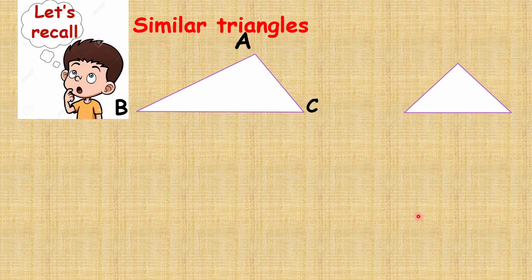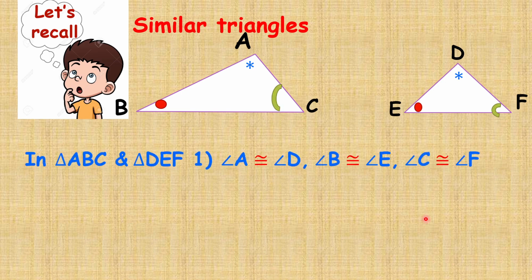We take ABC and DEF, both triangles. Angle A is congruent to angle D, angle B is congruent to angle E, angle C is congruent to angle F. In these two triangles, the corresponding angles are congruent. AB is equal to 6, DE is equal to 4, BC is equal to 15, EF is equal to 10, AC is equal to 3, DF is equal to 2.